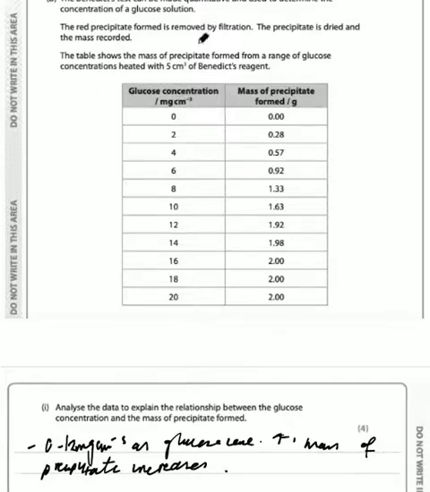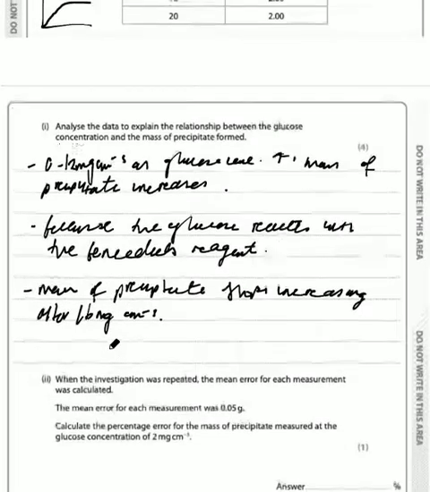the mass of glucose, but the volume of Benedict's reagent is the same. So there will come a point where you've got too much glucose molecules and the Benedict's reagent is all used up. And so you would actually have a graph that looks like this. And that's what's happening here at 16 and above, is that we have no more Benedict's reagent.